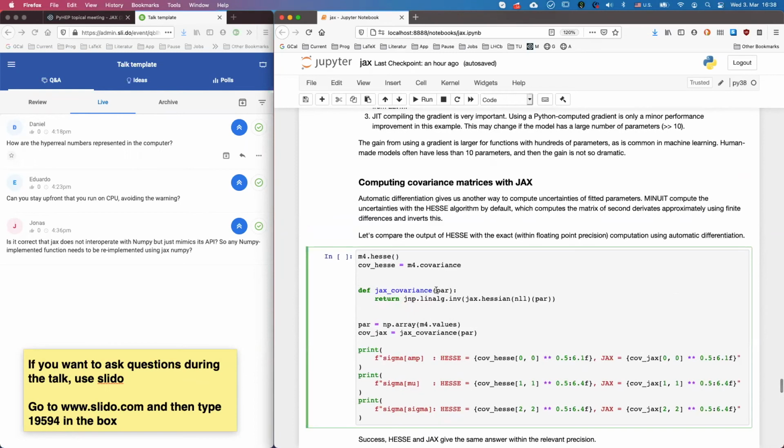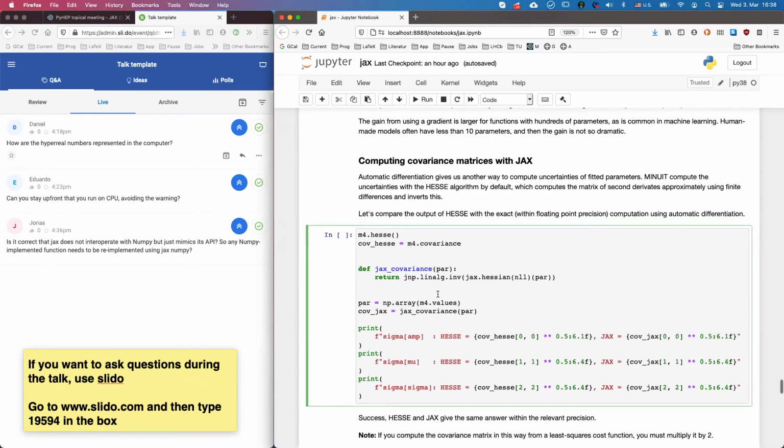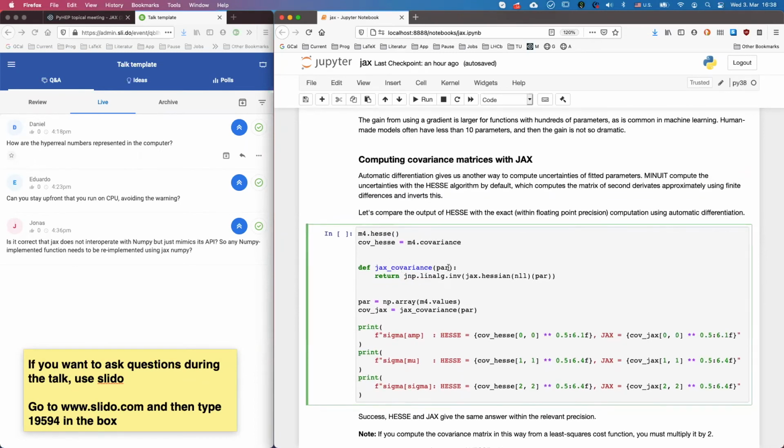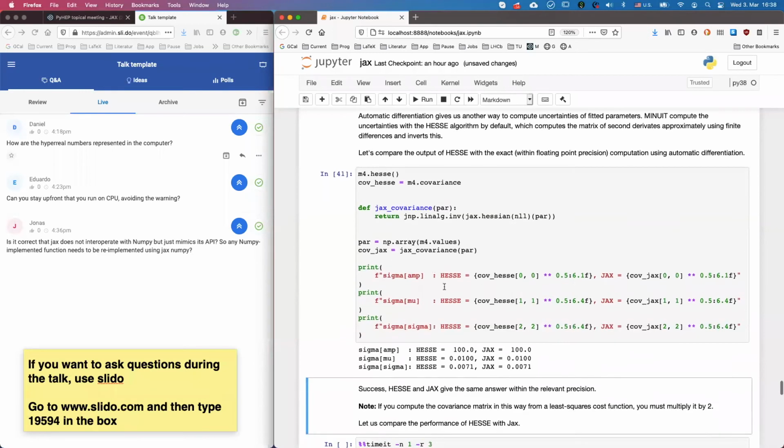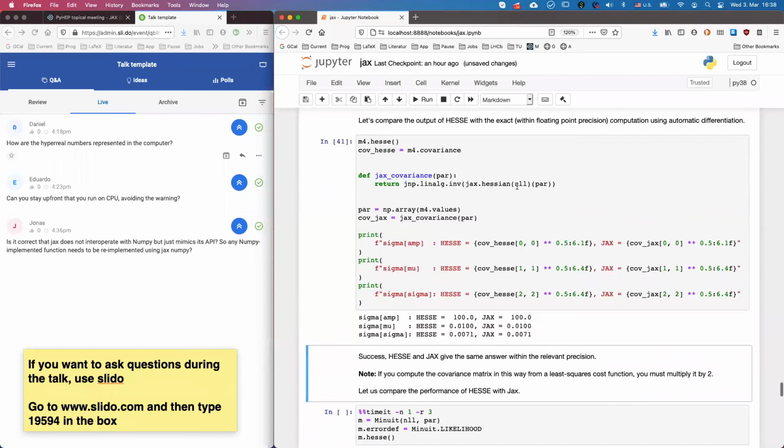You can also now try to compute the error matrix with JAX. Minuit computes that for you, but you can just compute it with JAX: you compute the Hessian, then we have to invert this, and that is the covariance matrix. If your function was a negative log likelihood function, then this gives you exactly the Hessian matrix. If it's a least squares function, then you have to either multiply or divide by a factor 2. I always forget which way around.